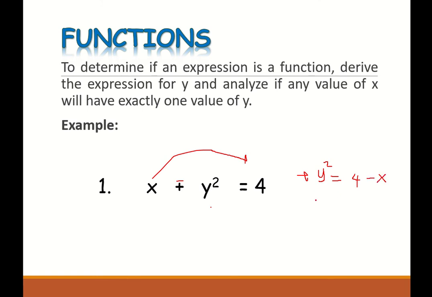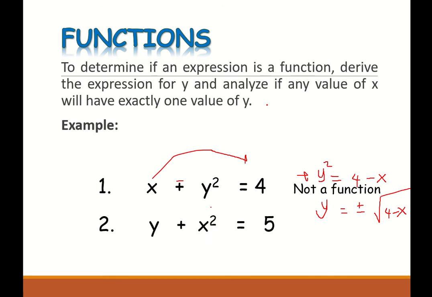And to solve for y, you have to take the square root on both sides. So on the left side we have only y, and on the right side we have two values, plus and minus the square root of 4 minus x. Okay, so this is now the value for y. So y has two values, therefore this is not a function.